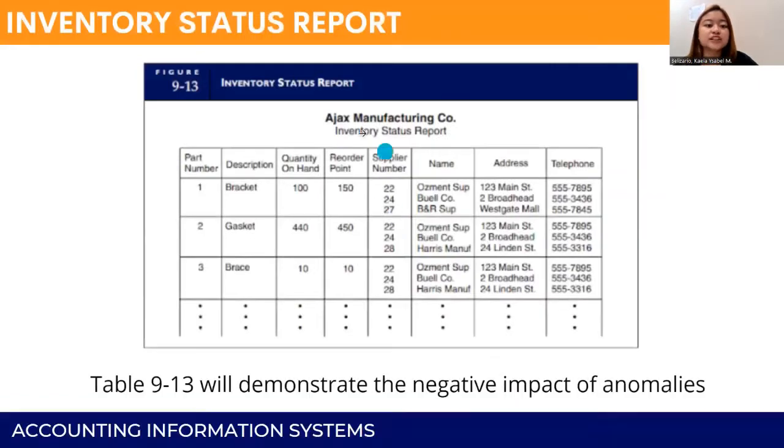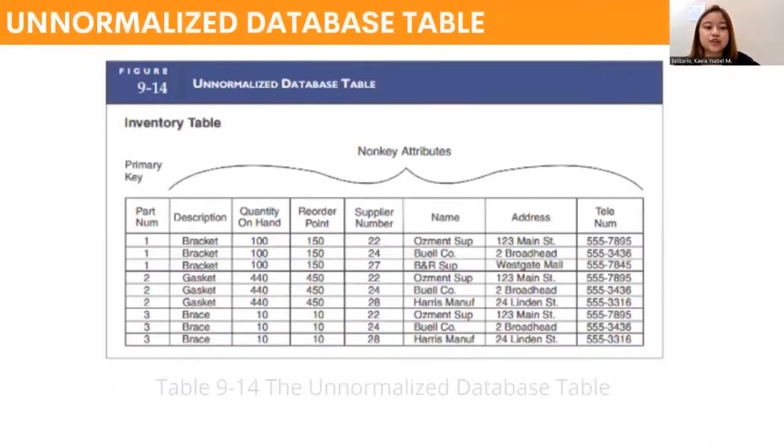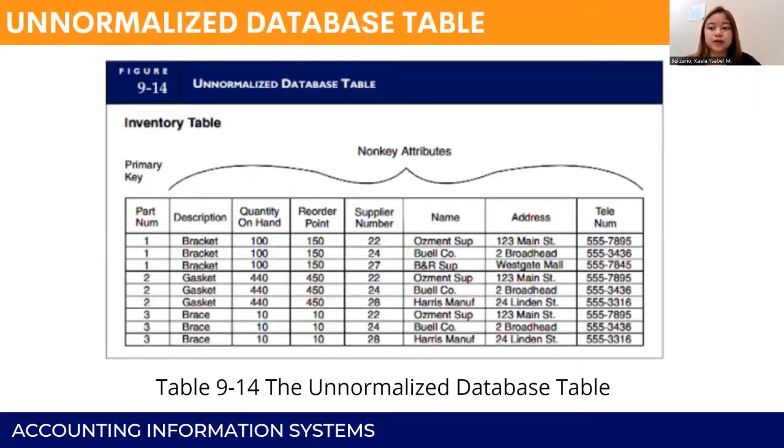So meron tayo ditong isang table, which is the inventory status reports of the Ajax Manufacturing Co. Dito natin magagamit yung mga susunod na table. Ito yung content din niya. So meron ditong part number, description, quantity on hand, order point, the supplier number, the name, address, and telephone number of each suppliers. So para mas maintindihan natin yung mga unnormalized database table, ito yung given na gagamitin natin.